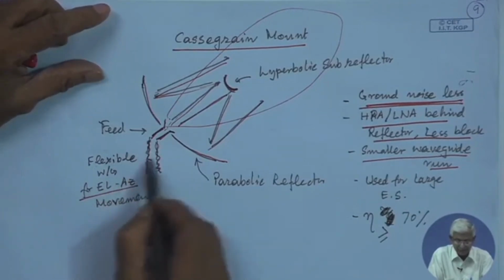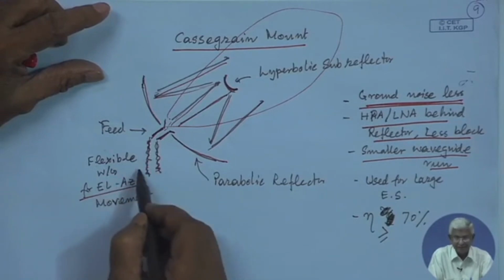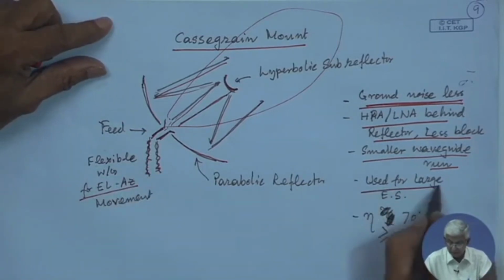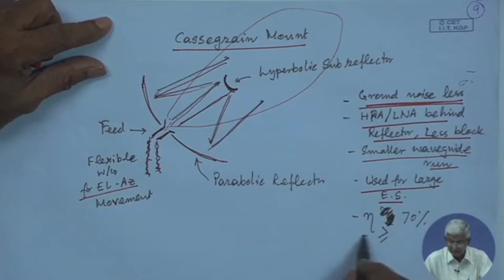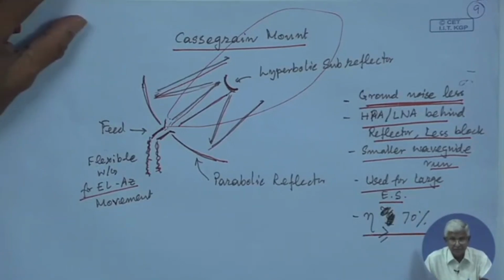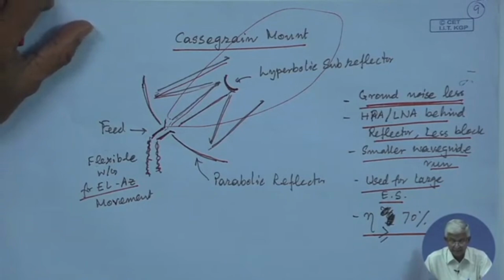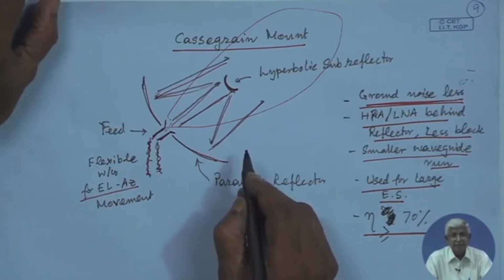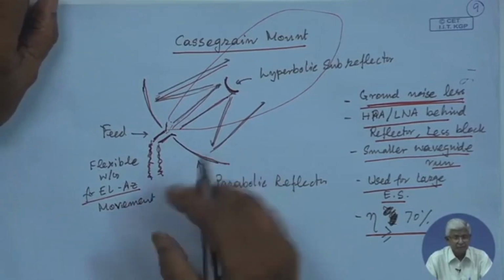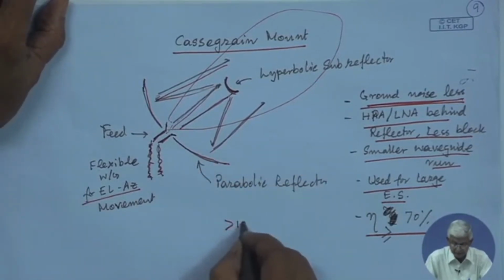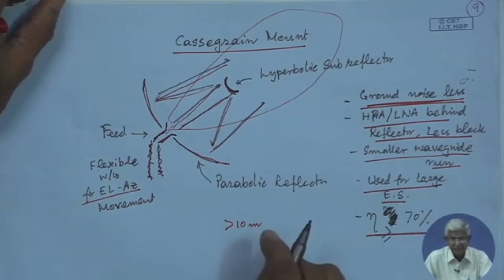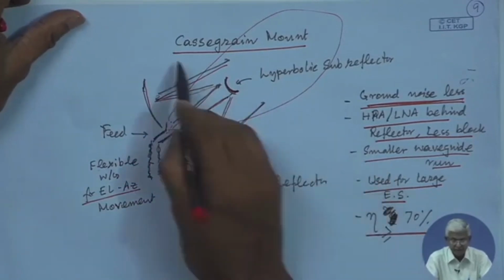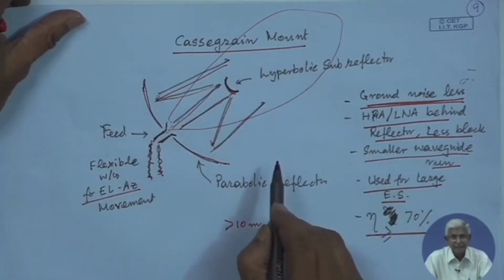So, this is one of the drawbacks in this system, but generally these are used for larger stations and its efficiency is 70% or sometimes larger than that. This is for a 9 meter, 10 meter antenna, the Cassegrain reflector, or larger, greater than 10 meter antenna. In general I can say use the Cassegrain mounting of the antenna.